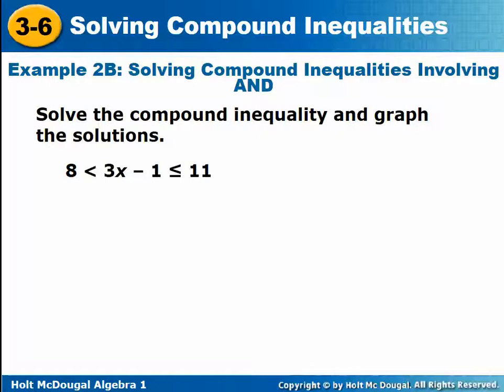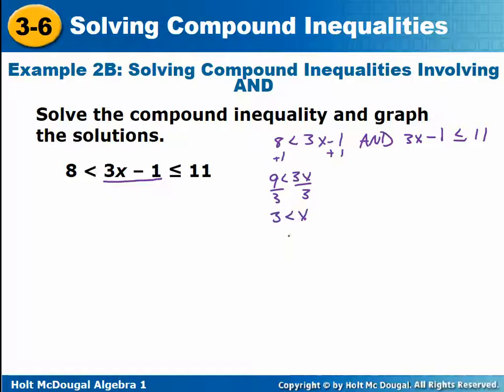Okay, this is another one very similar. And I'm going to go ahead and write that as 2 separate inequalities. And then I will simplify each inequality. Make sure that you get this whole part when you write 8 is less than, it's not 8 is less than 3x, it's 8 is less than 3x minus 1, and then 3x minus 1 is less than or equal to 11. And then you solve each part. So this would be 9 is less than 3x, divide by 3, and we get 3 is less than x. That's the same as x is greater than 3.